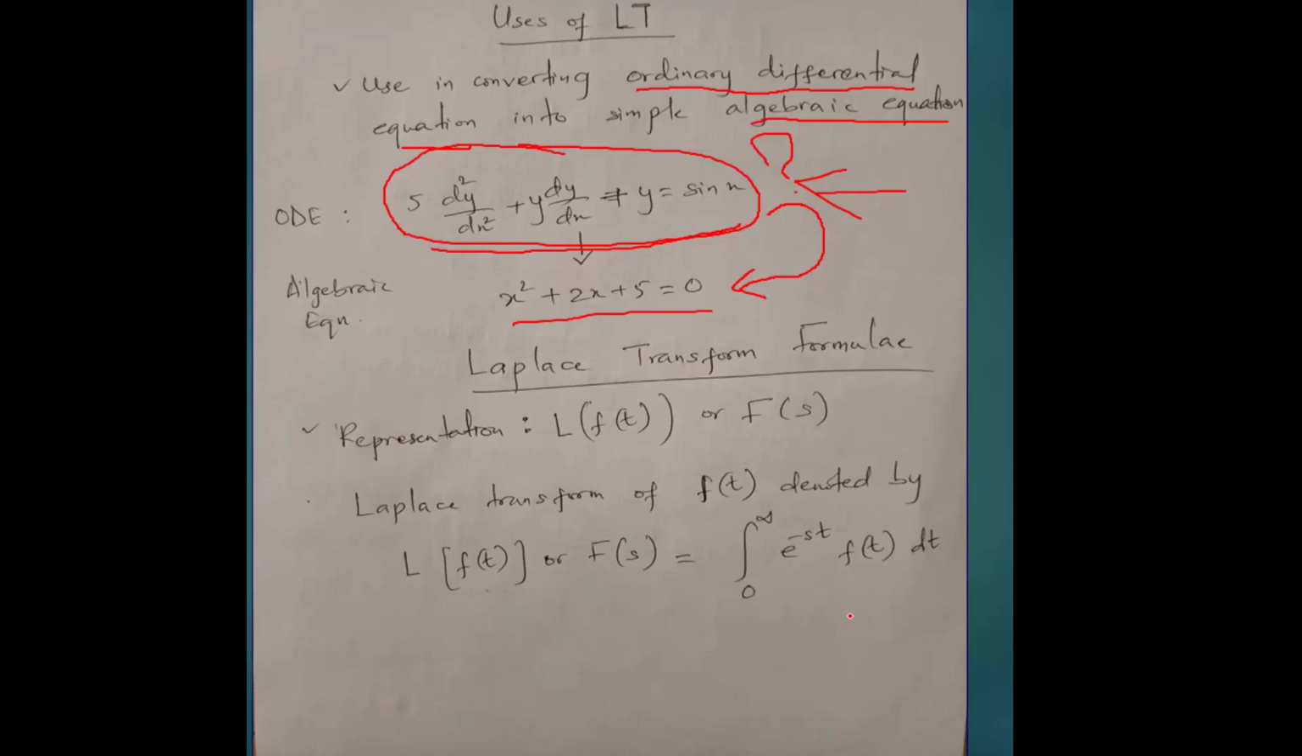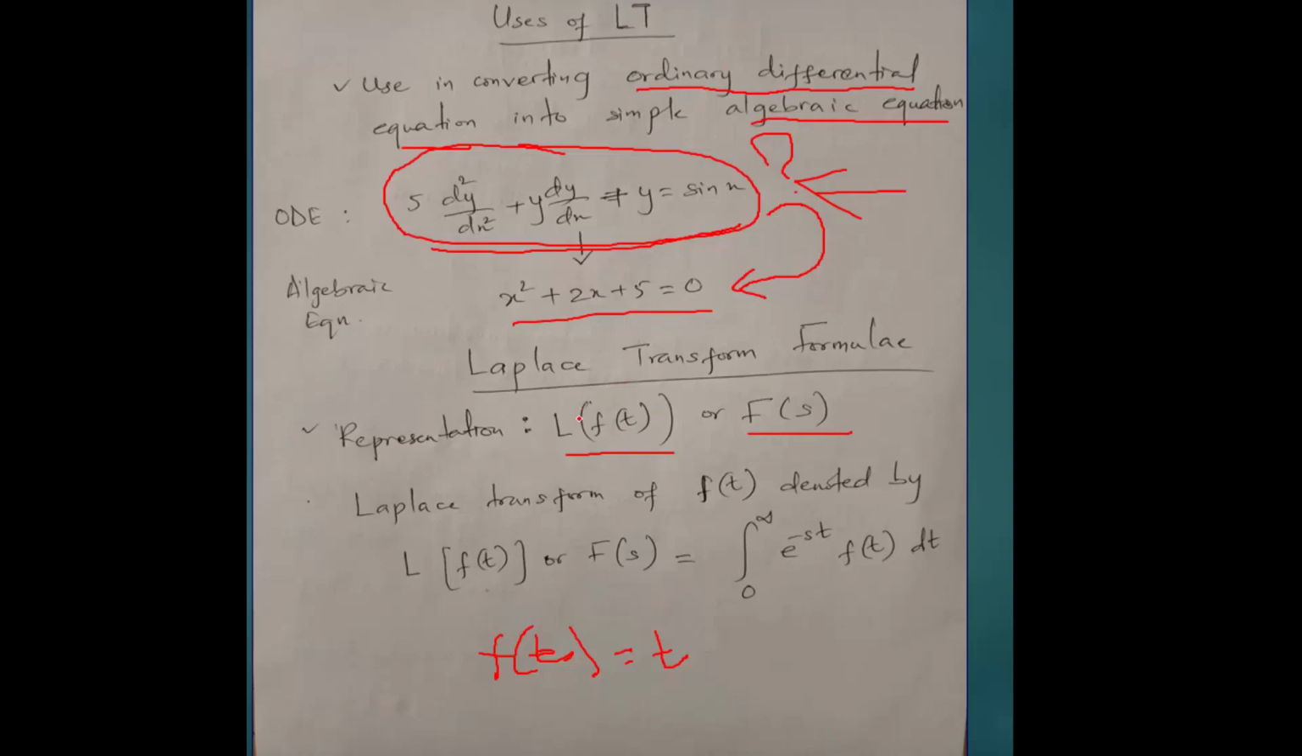Now how do we represent this Laplace transform? Let's look at how we represent it. Laplace transform we can represent like this, or we can represent like this. Laplace transform of function f(t). Whatever the function that you want to convert, you have to write here. Let's say if your function f(t) is equal to t, then instead of f(t) you need to write t. If your function f(t) is t square minus 1, you have to write t square minus 1 here.